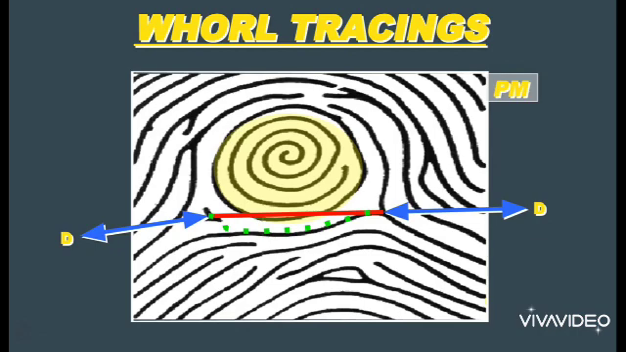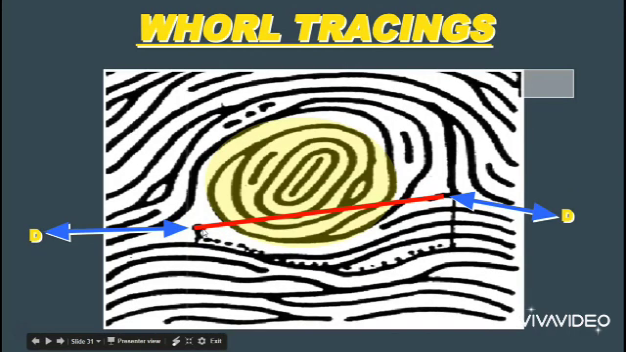Since the left delta stops, the rule is you should go down one ridge and then trace it to the other side of the delta. Since the trace meets the delta at the right side, this is a plain whorl with a meeting trace.